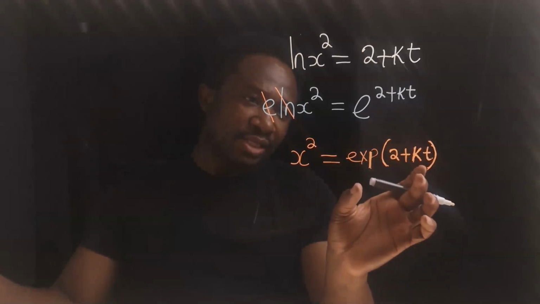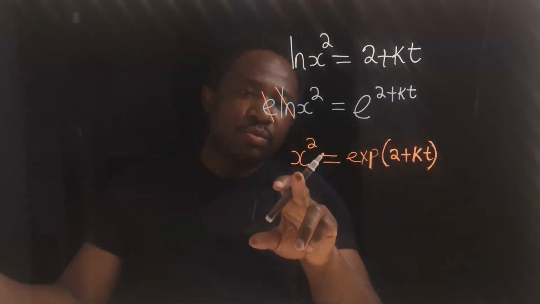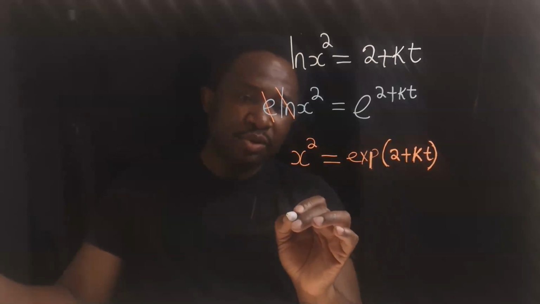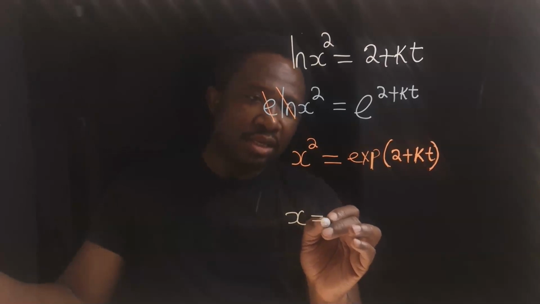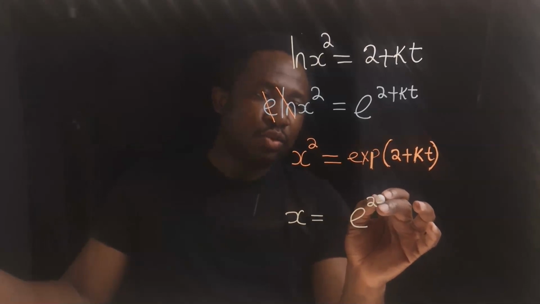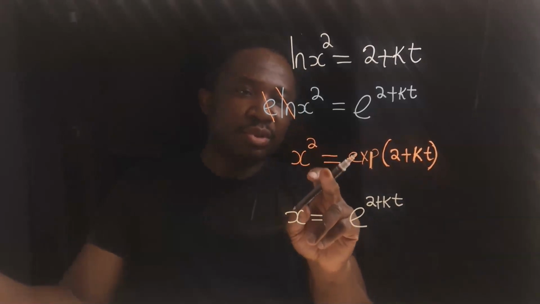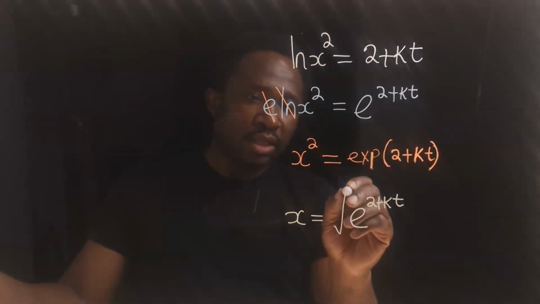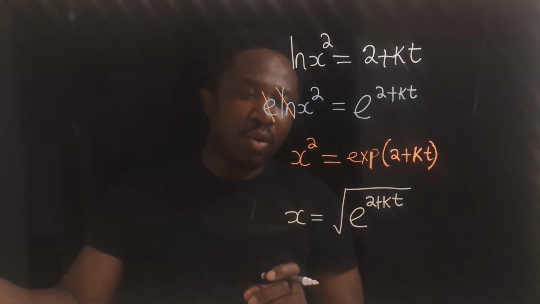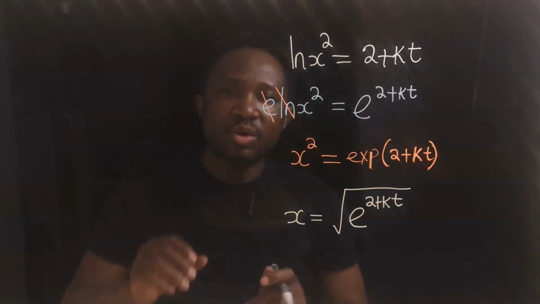This, we can rewrite it like this. Both are the same. We want to make x the subject, not x squared, and I'm going to have x is, on this side we have exponential 2 plus kt. If a squared variable moves across the equal sign, it will become a square root, and this becomes our answer. We have succeeded to make x the subject in this equation.